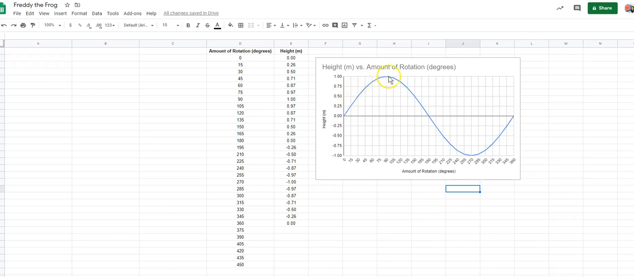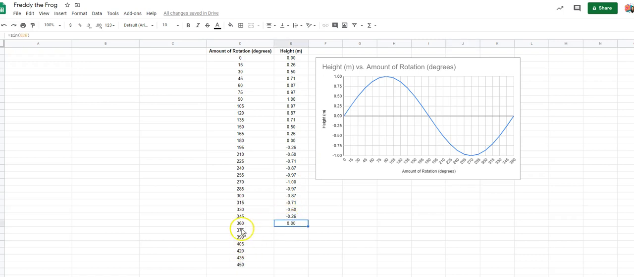This is a sine curve. Sine as in S-I-N-E, and sine referring to sine, cosine, and tangent. This is the graph of y equals sine x. So Freddy's ride along the mill wheel is an example of the sine function.